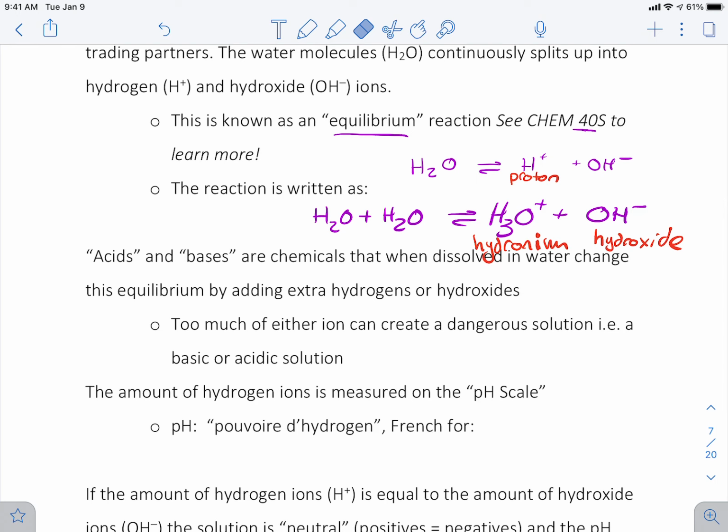Acids and bases are chemicals that, when dissolved in water, change this equilibrium by adding extra hydrogens or extra hydroxides. And these extra hydrogens go on to create extra hydroniums. So now that we know this, we're going to be creating extra hydroniums.